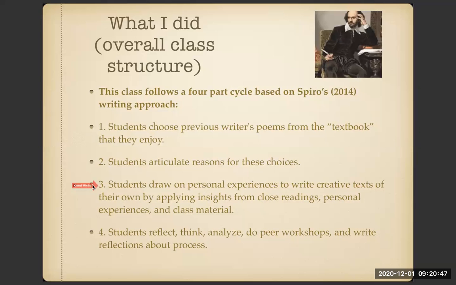Then the third one is the writing cycle, where they draw on personal experiences to write expressive texts. And in this class, poetry, where they apply techniques from the close readings from step 1, and also various material that I've taught them in the class, which is things like literary devices. I explicitly taught punctuation, form, various other materials from the class. But the main thing is that they draw on their personal experiences. I ask them to use their memories, which thus creates the context for the class.